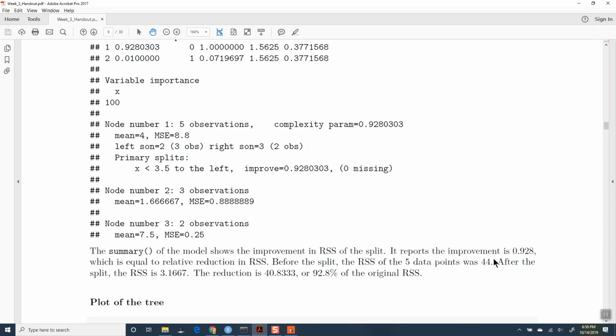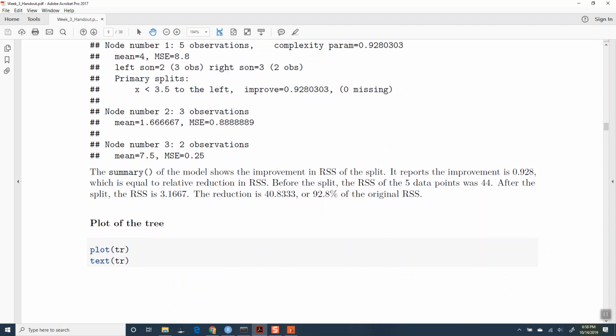When we made that split at 3.5, the resulting RSS was 3.1667. So if you look at how much was reduced, 44 minus 3.1667 is a reduction of 40.833. And if you do 40.833 divided by 44, you get that number, 0.928. So that's where this improvement number, or this complexity parameter, is coming from. It's saying this is how much it's improving. So the RSS is reduced by 92.8%, and that's where it gets this complexity parameter.